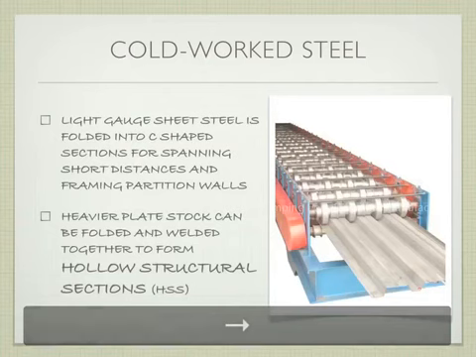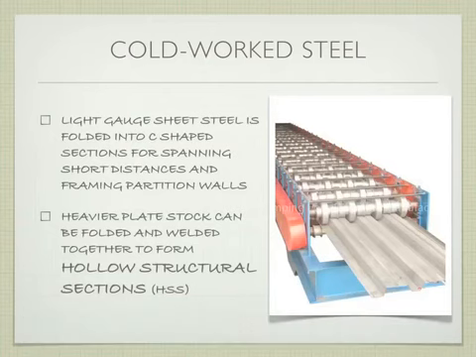So light gauge steel, sheet steel, right, is often folded into sections, right, that might allow it to span greater distances, right? I have examples of light gauge steel, which we'll talk more about, but it's something like this. This is actually aluminum, but you get the idea, right? It's bent into shape.